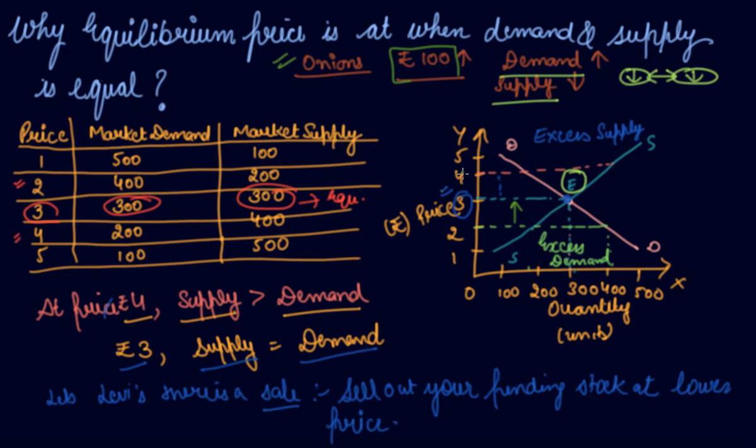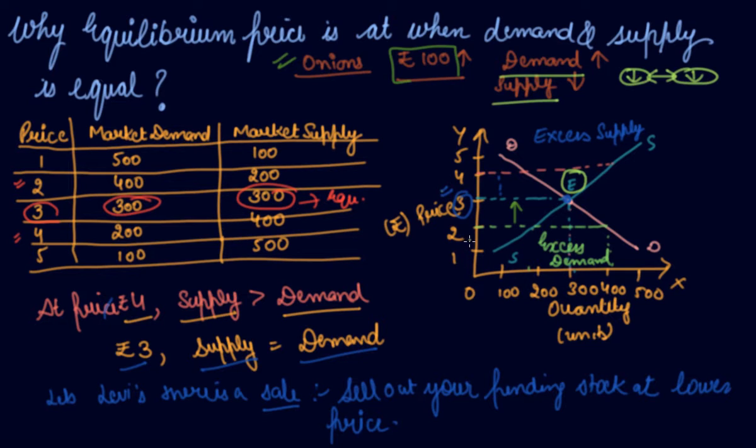You cannot have your equilibrium at rupees 4 because there is excess supply, and if there is excess supply, in order to get people to buy your goods, you will persuade people to buy your goods at lower prices, so you will reduce the price. Ultimately at 3 you will come.